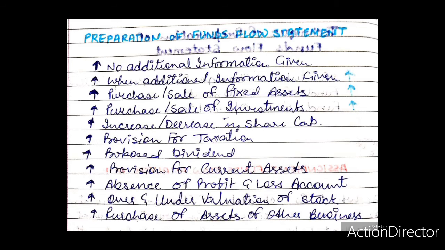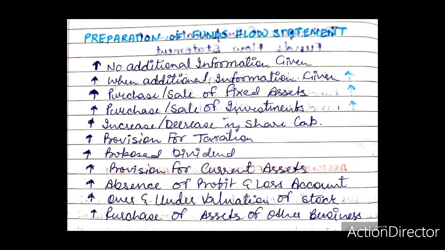Provision for taxation. In ratio analysis, we have assumed provision for taxation as current liabilities, since it is classified in the balance sheet as current liability, but there is difference of opinion in the treatment of provision for taxation in funds flow statement. The following are the two treatments.